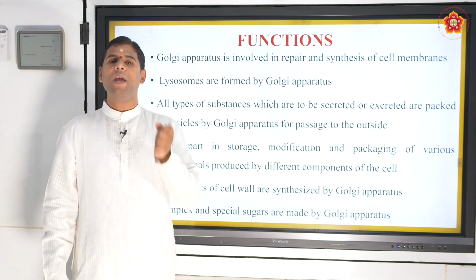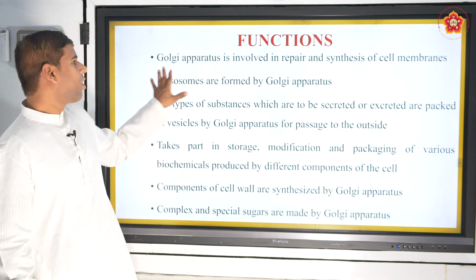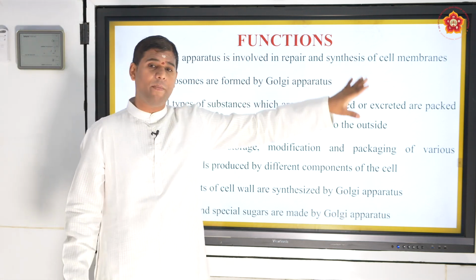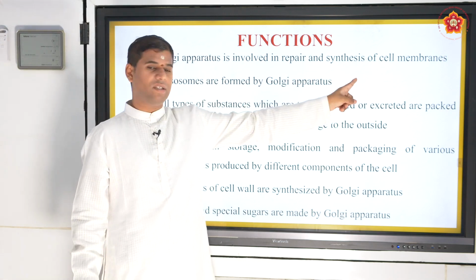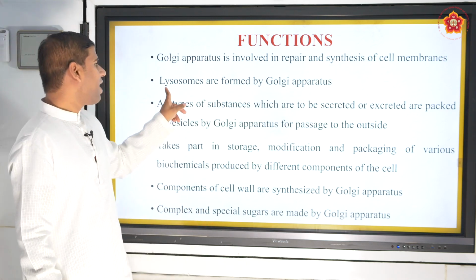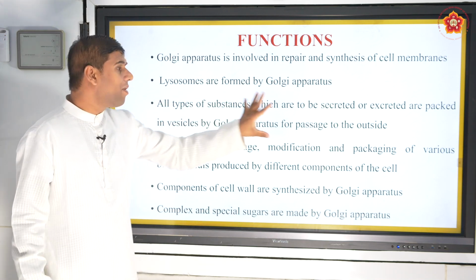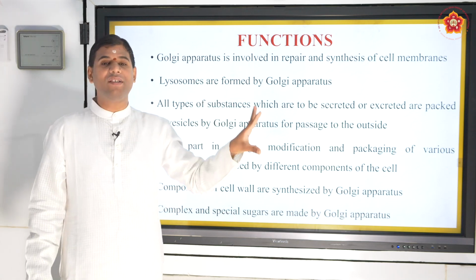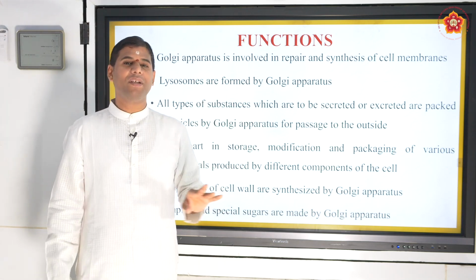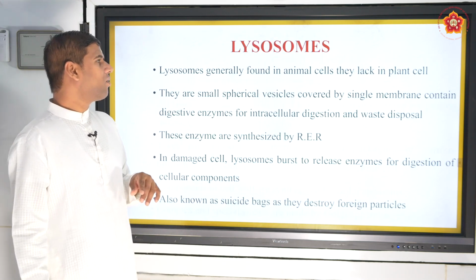This is one key to how to remember the things. Just remember the main point. Suppose the Golgi apparatus is involved in repair and synthesis of membrane. So you just remember it is involved in repair and synthesis of cell membrane. That's it. And lysosomes are formed by the Golgi apparatus. Lysosomes form. So you just need to remember the keywords which are present here. If you remember the keywords, all these things become very easy for you. Alright. So let's go on to the next one.